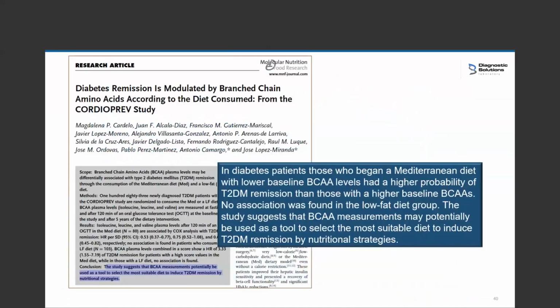And interestingly, when you look at it, the baseline levels of branched chain amino acids are now being used to assess who may benefit from a diet. So in patients who began a Mediterranean diet with a low baseline branched chain amino acid had higher probability of type 2 diabetes remission than those with a high baseline branched chain amino acid. They didn't find an association with a low-fat diet. So the study is suggesting that measuring branched chain amino acids can potentially be used to select who's going to be the most responsive to diet.